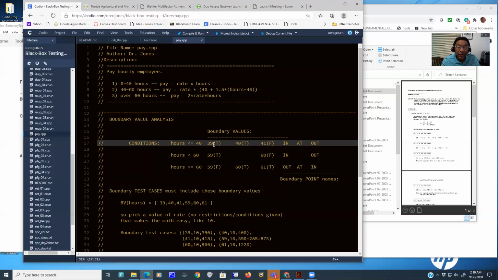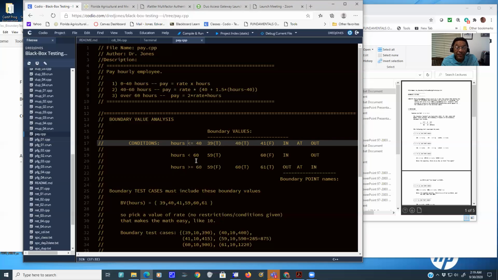And if I'm close to it on the left, it's true. If I'm on it, it is true. But if I am above this, like 41, I am just beyond the range of the test. Notice that what we're really testing is the points at which the true should change to false and vice versa. So let's take a look down here.